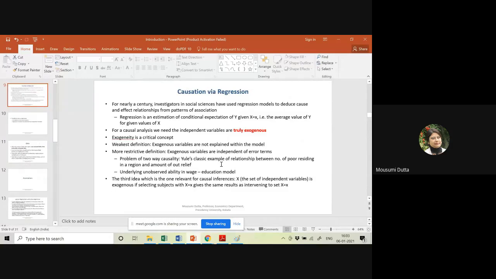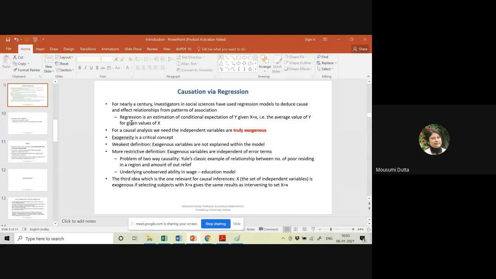Okay, so look at this slide. If we go through this slide, for nearly a century, investigators in social sciences have used regression models to deduce cause and effect relationships from patterns of association. There is some pattern, positive relation between y and x, or negative relation between y and x, and that was treated as causality. Always they treated regression as the causality.